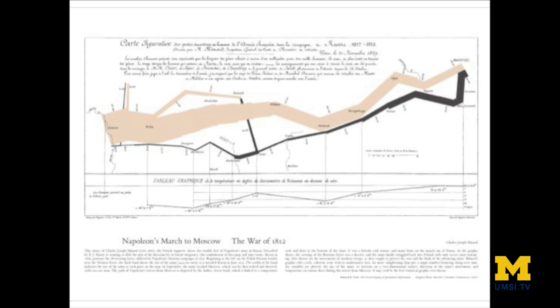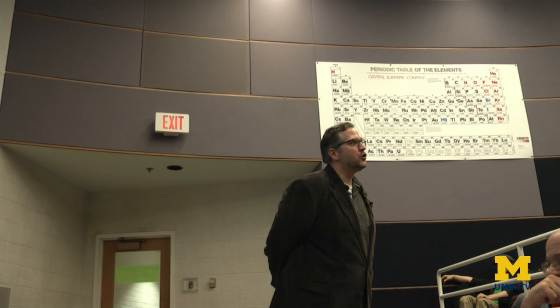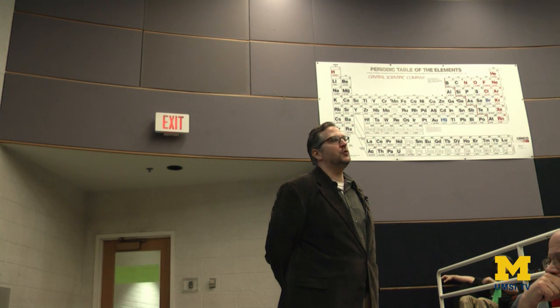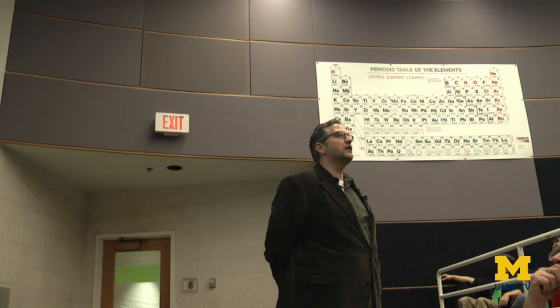So why can't we just show some numbers, right? Napoleon had 100,000 troops when he left France. He only had 2,000 troops when he returned. What's different about this? Yeah, just saying it isn't beautiful, right? It also obscures a lot of important information.